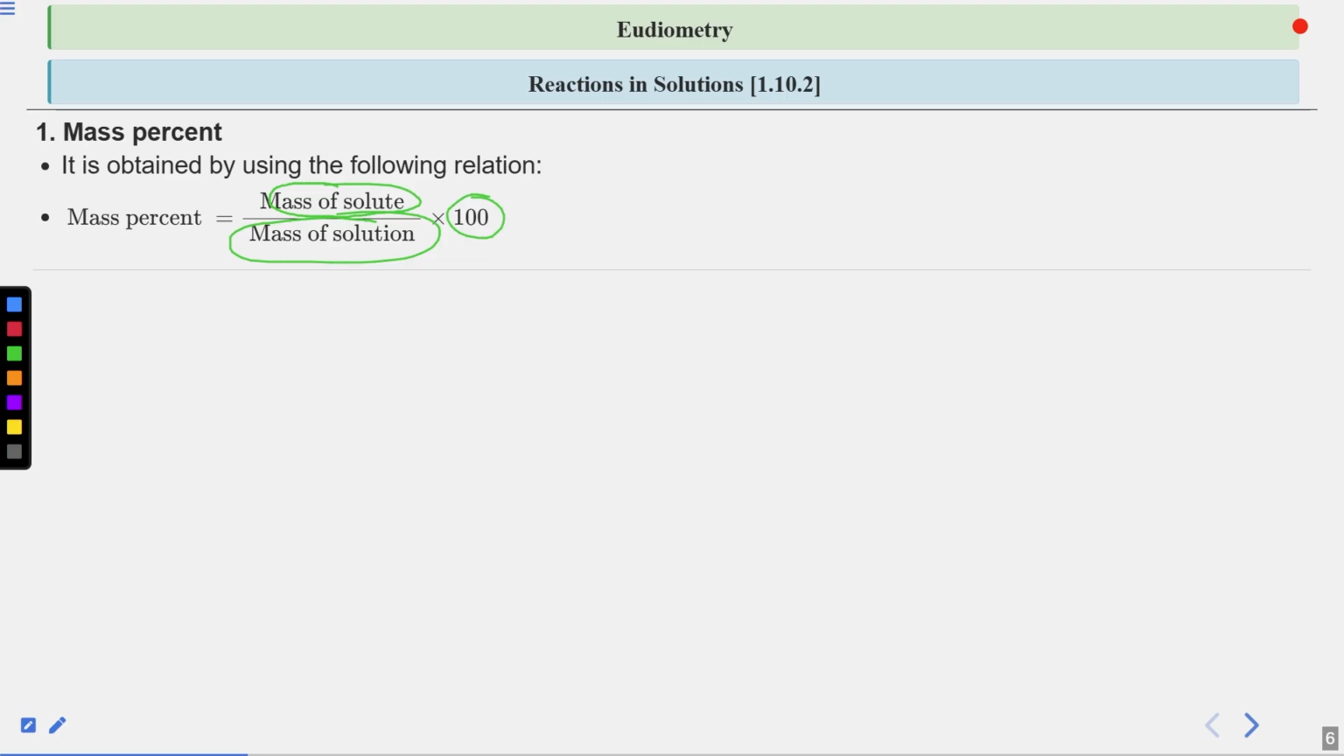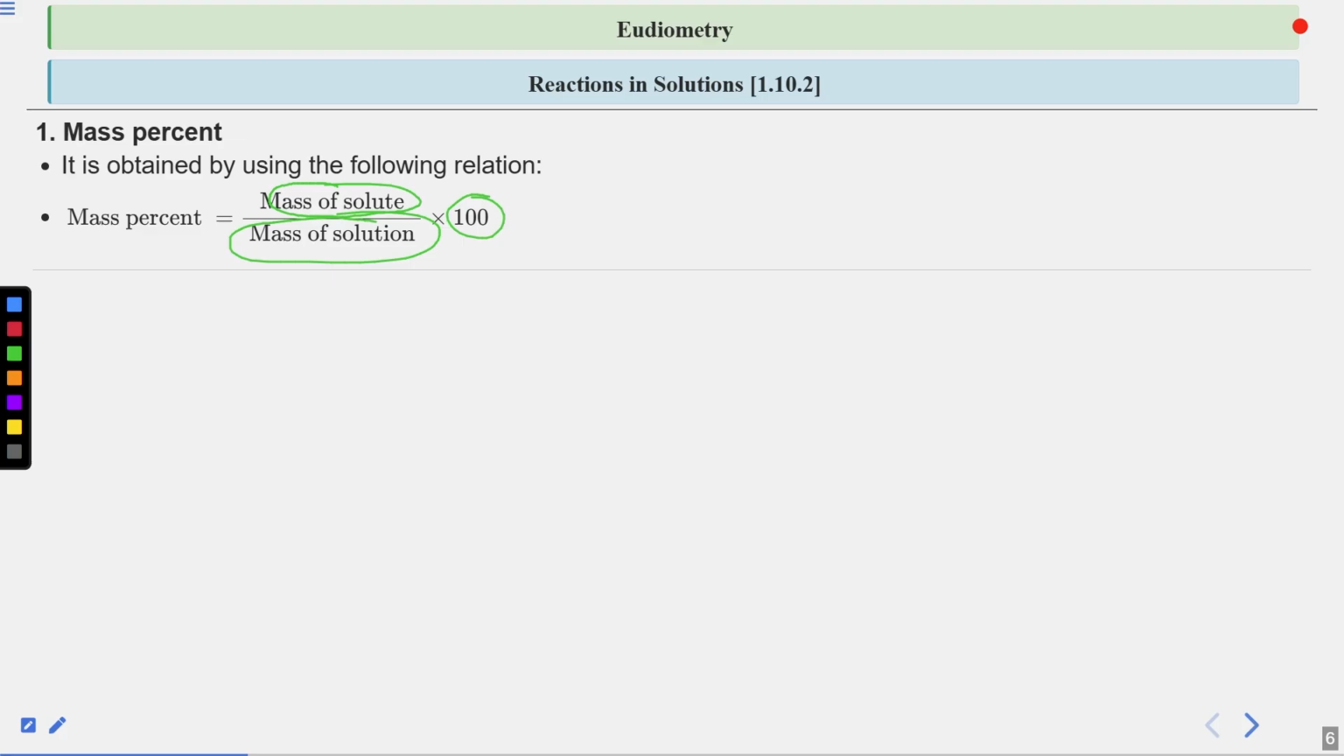Just take the analogy of the marks you obtain in your exam, like if you are obtaining 80% marks or 90% marks out of the total. That same analogy can be applied here. And here you are trying to calculate the mass percentage of the solute. Okay, as simple as that.